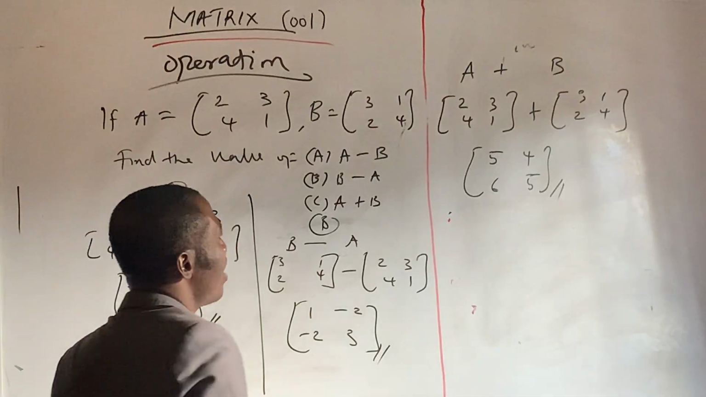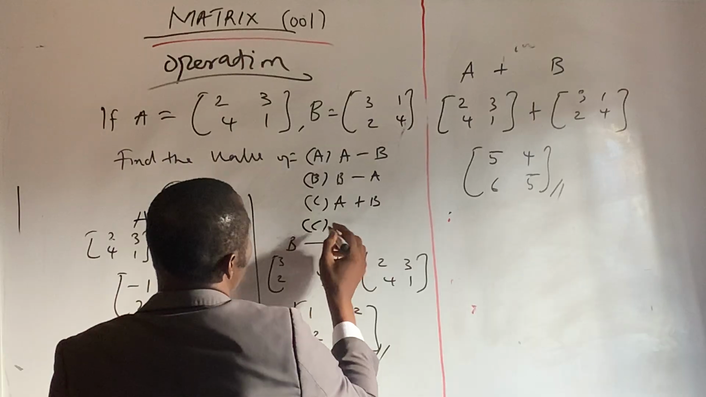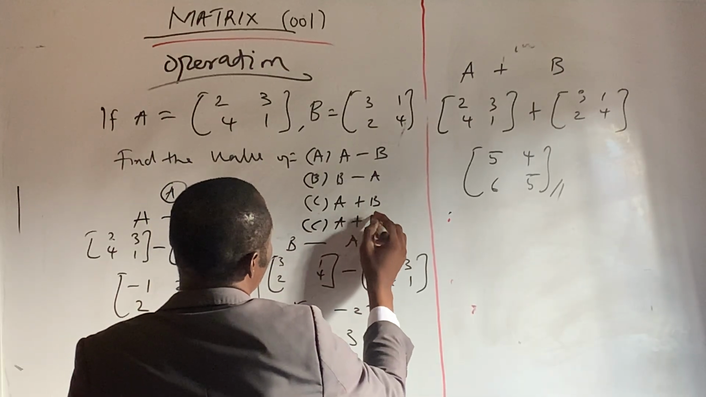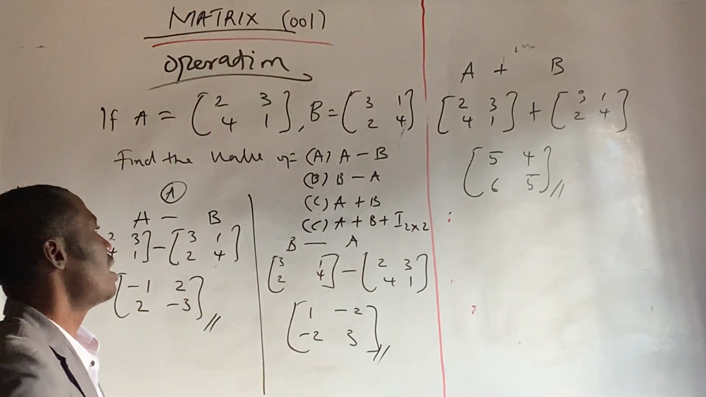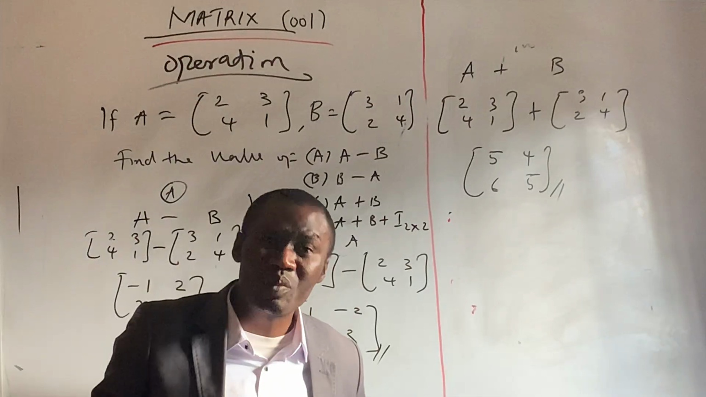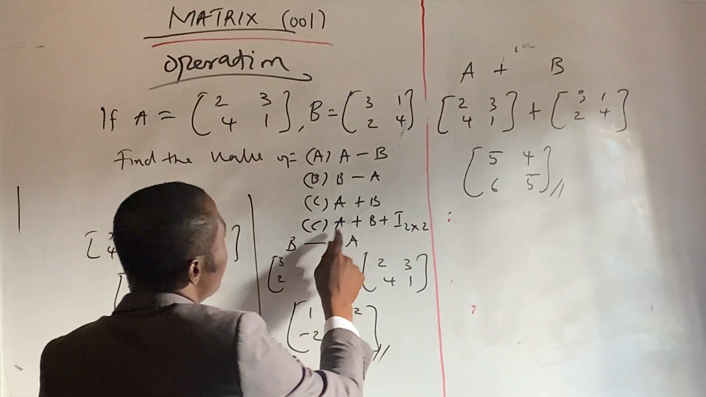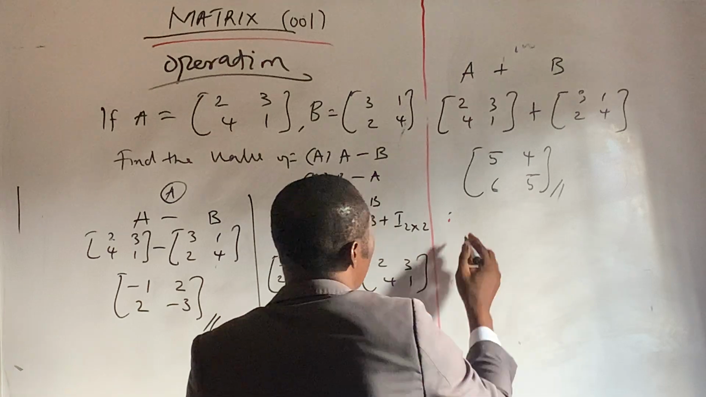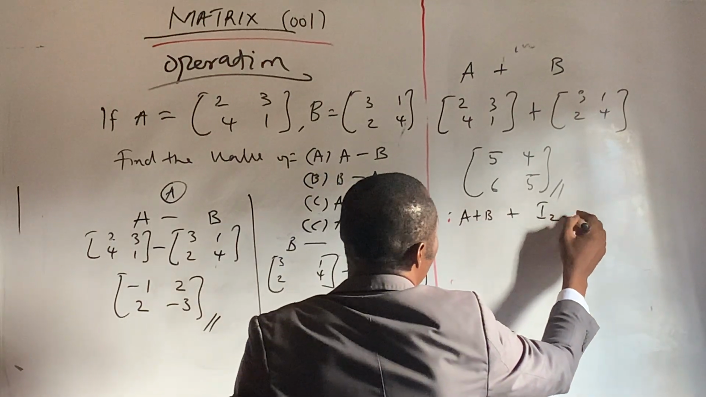All right, let's do another question from here. Find A plus B plus 2 by 2 identity matrix. It could also be minus the 2 by 2 identity matrix. Whichever they give you, just follow the pattern and you will get the answer. Already we have gotten the answer for A plus B.